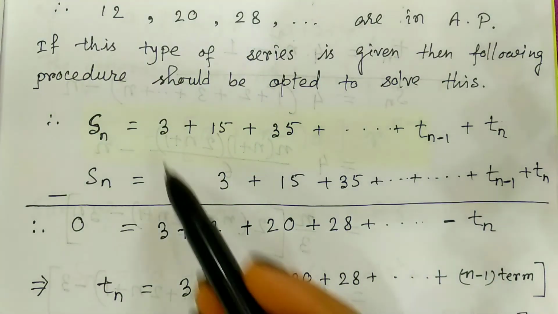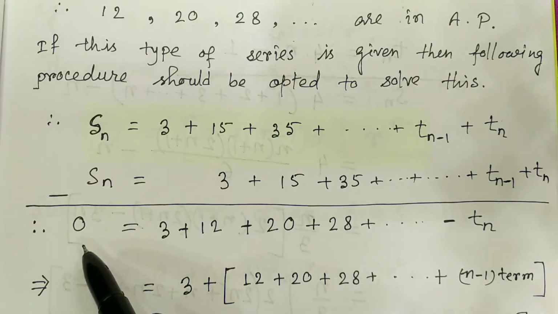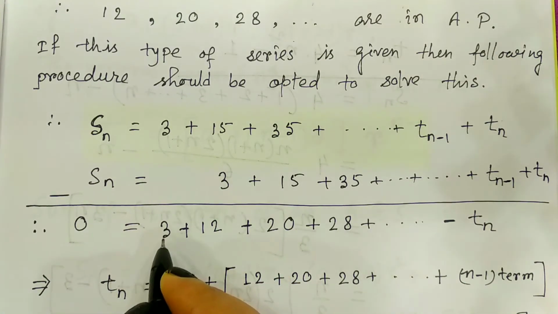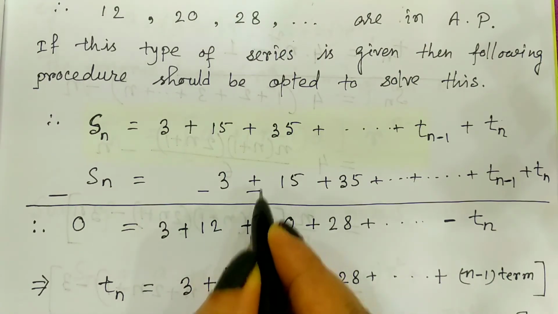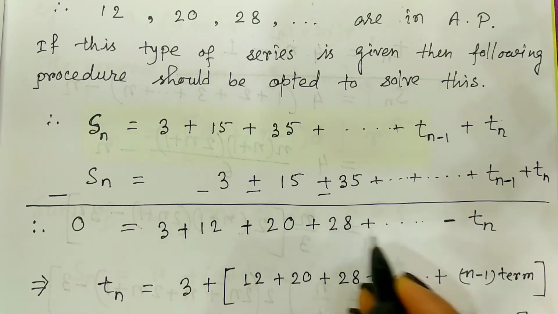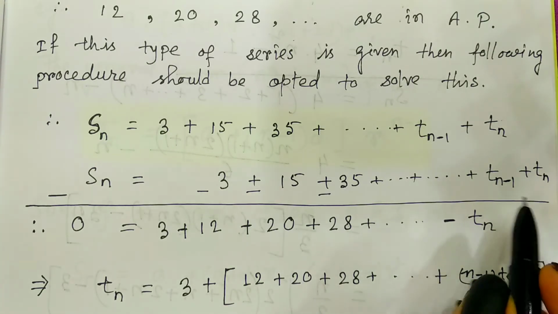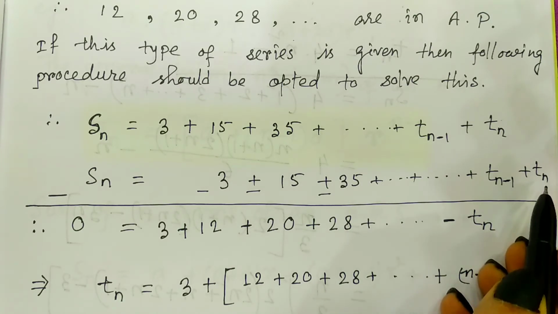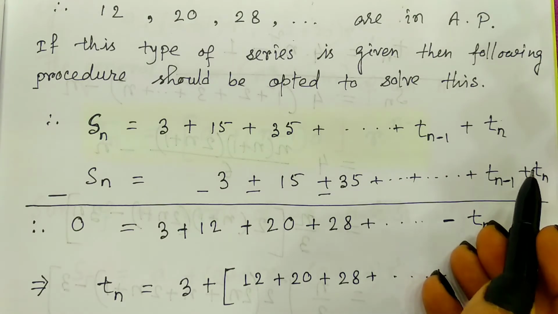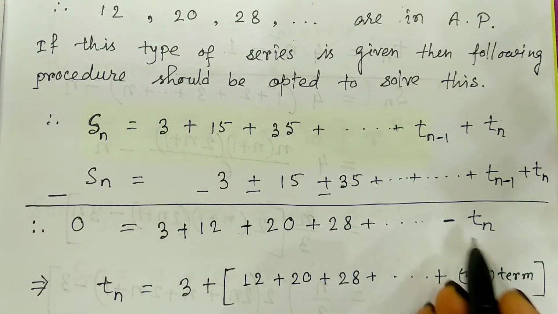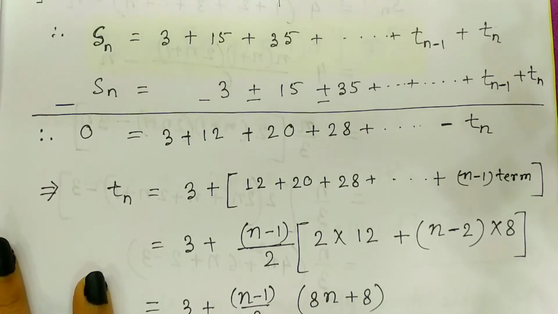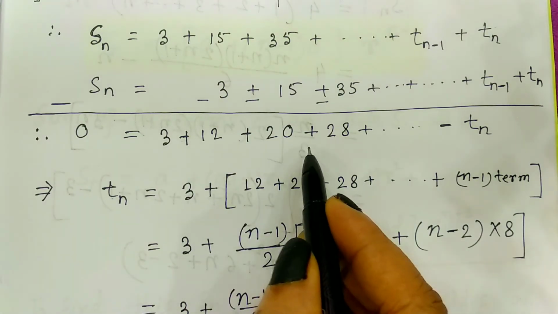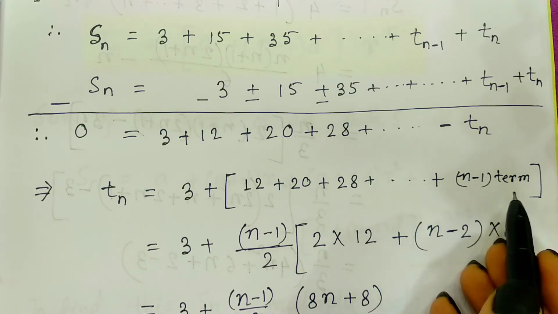If we subtract, then definitely the Sn cancels out and on this side we will find 0. And on the other side, the subtraction gives 3, then 12, then if we subtract this one, it is 20. Accordingly we will find all the terms, and finally minus Tn will be remaining, because above Tn there is nothing. So from here we can directly find Tn. If we take Tn on this side, then Tn is equal to 3 plus 12 plus 20 plus 28, up to the n minus 1th term.